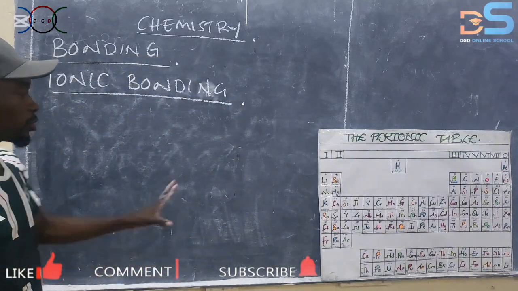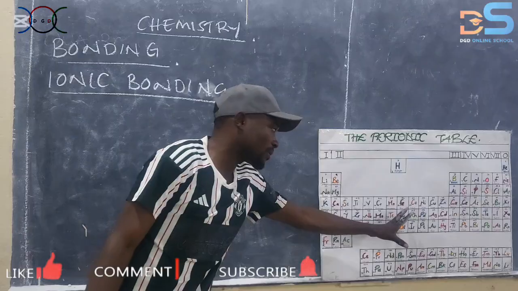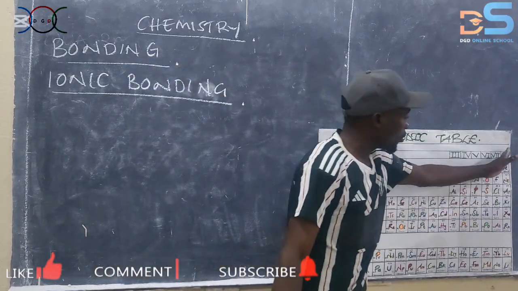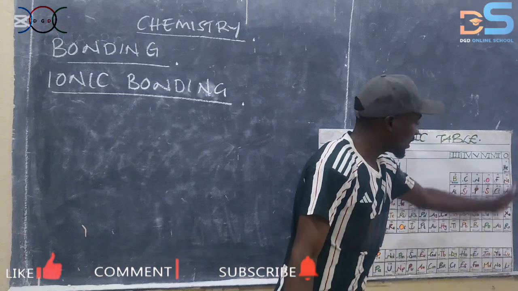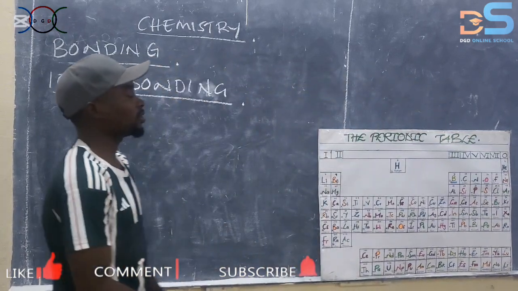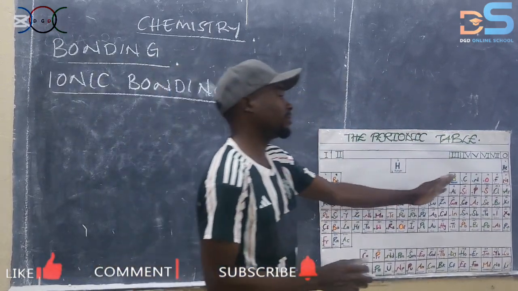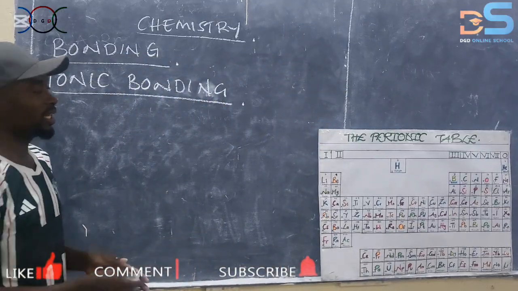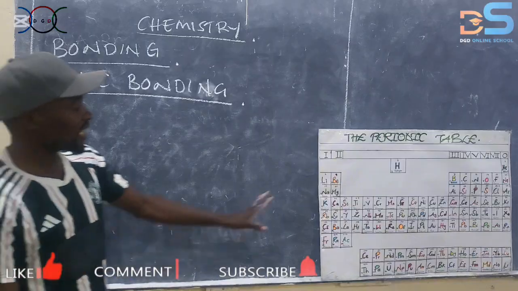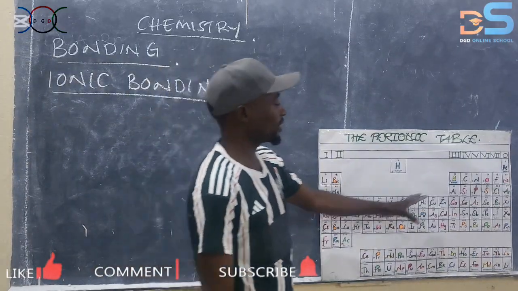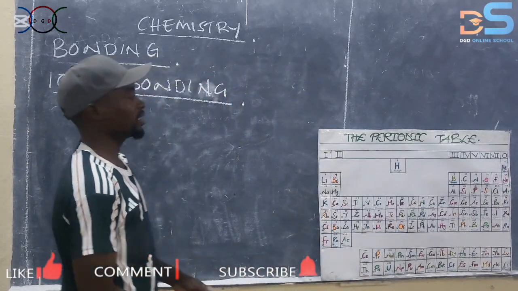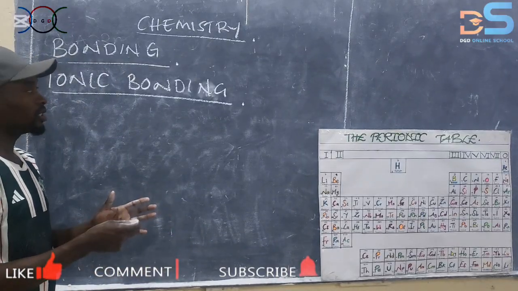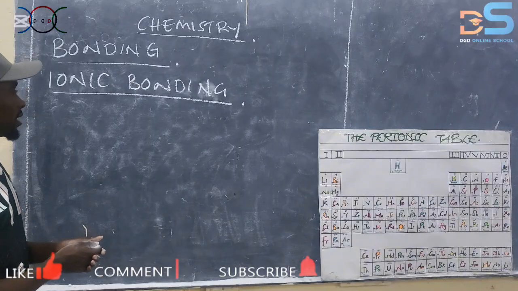Now, we know that the atoms on the periodic table that you are seeing here are not stable. The noble gases, or rather the inert gases in group 8 or group 0, are the only elements on the periodic table that are very much stable, and they don't need to react with any other element. So these other elements need to react with each other in order to be stable. These atoms react and form bonds in order to be stable.